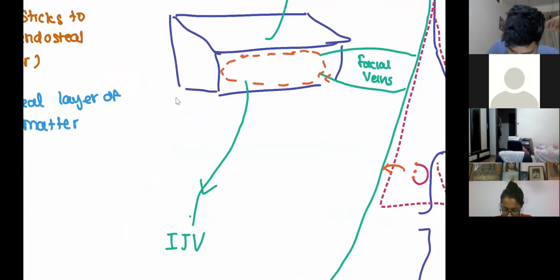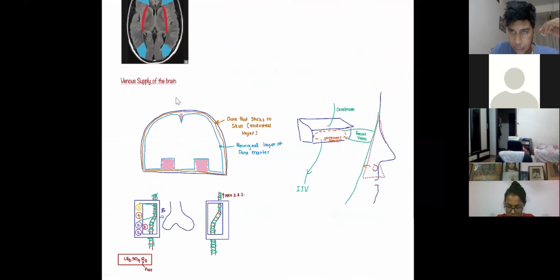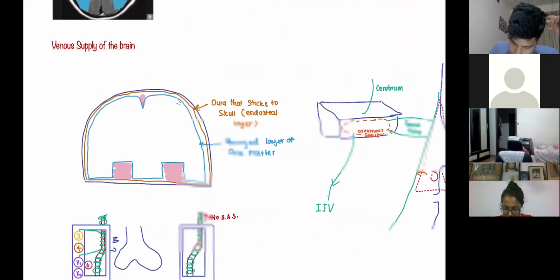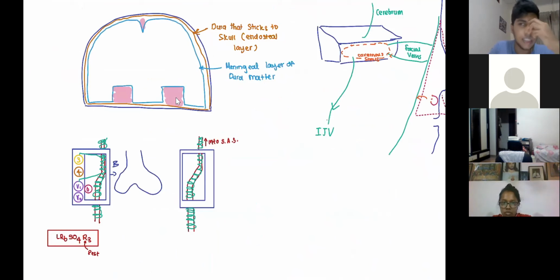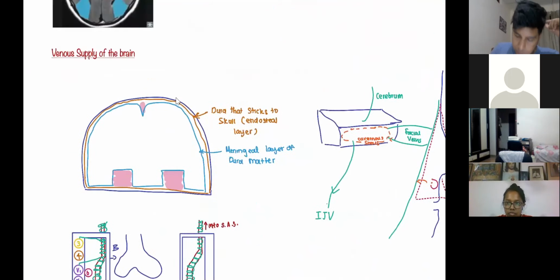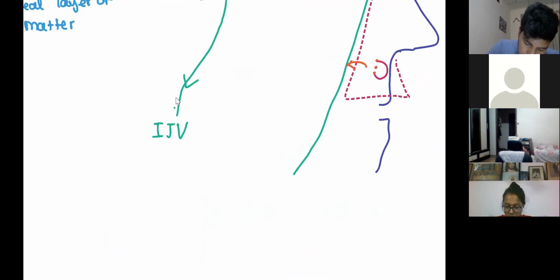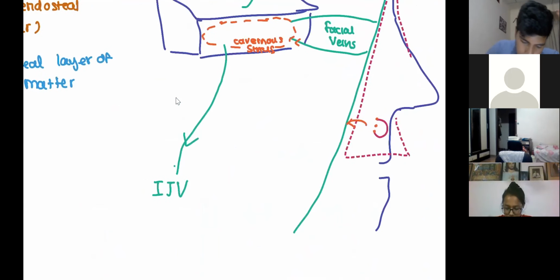That can cause a lot of diseases. It can actually kill you. So this is called the danger area of the face, because these drain directly to the cavernous sinus. The reason it goes to the cavernous sinus is because of the lack of valves.